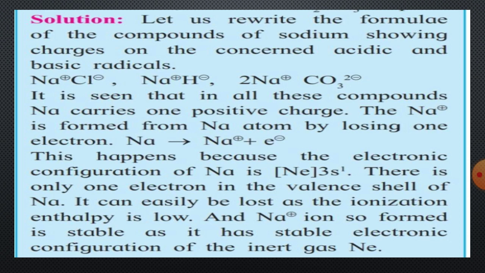Here, how have the charges been distributed? Na, how many times is it there? It is there 2 times. And a plus 1 charge is there. 2 ones are 2. So Na carries a positive charge. 2 Na is there: plus 1 for the first Na, plus 1 for the second Na. So here 2 plus. Fine. So here CO3 carries a minus 2 charge.